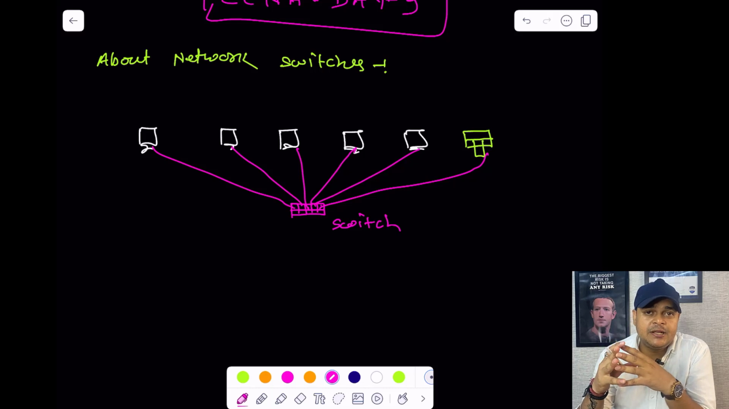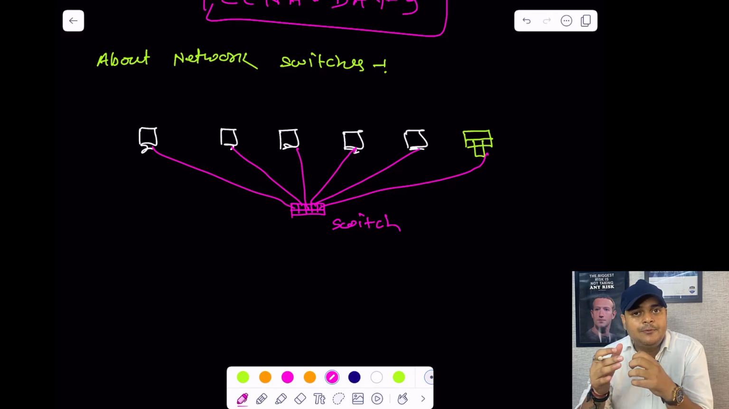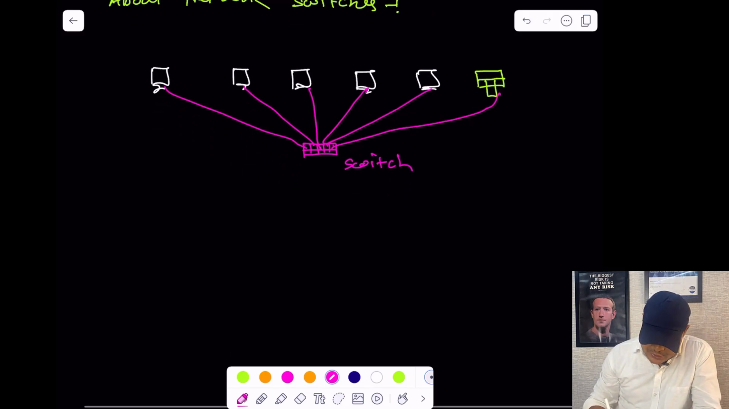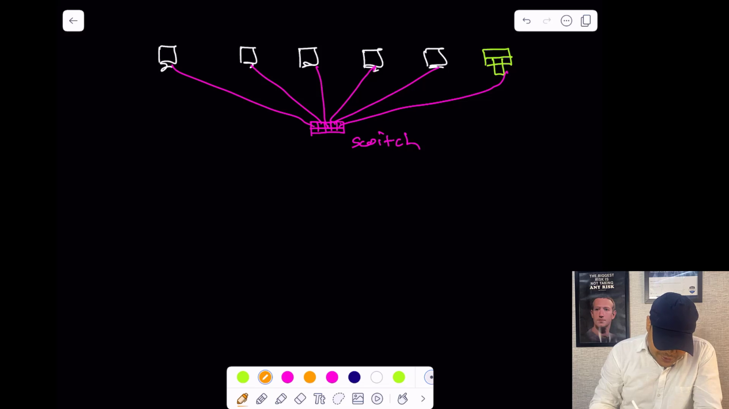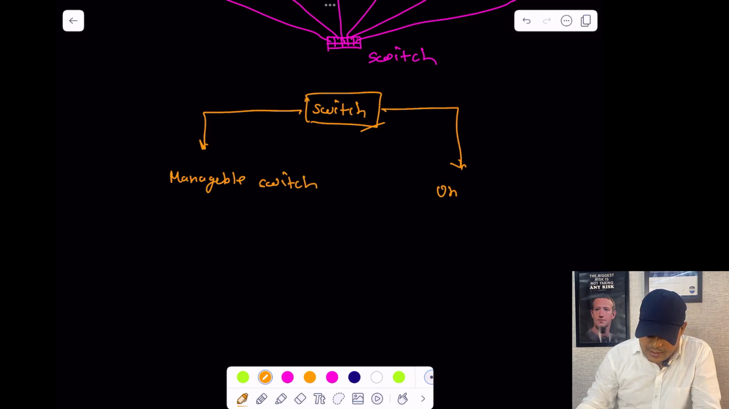As a CCNA engineer, it's our responsibility to know about the different types of switches that we have, and we also need to know about the work and features contained in the switch. So basically a switch is categorized in two different parts. Let me help you with a diagram. One is the manageable switch, right, and the second one is the unmanageable or non-manageable switch, right?